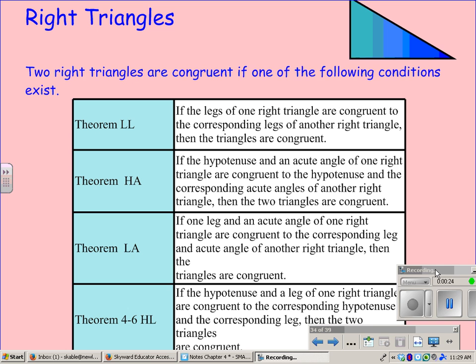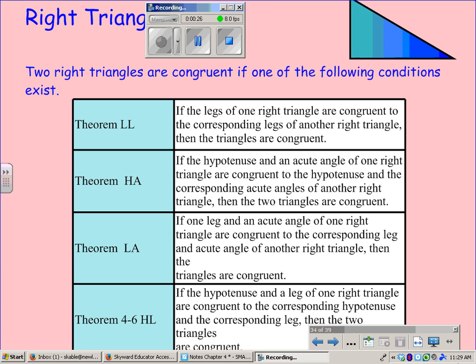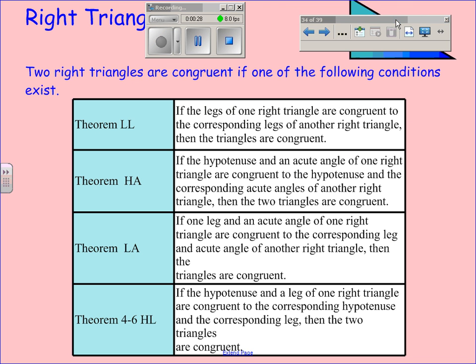And so the purpose that we're going to study is HL, which is this bottom one. That's when we have a hypotenuse and a leg of one right triangle congruent to the matching hypotenuse and the matching leg of the other triangle. And if that happens, then the two triangles are equal.